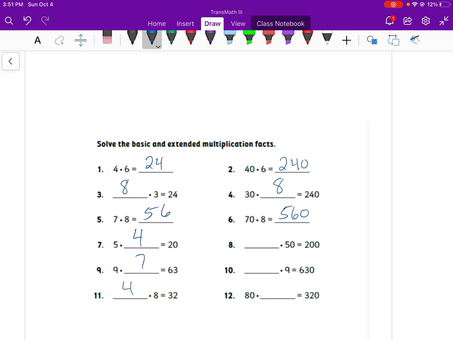What number? 8. Okay, 4 times 50 is 200. What times 9 is 630? 70 times 9 is 630. And 80 times 4 is 320. So those are some facts that we should be able to get.